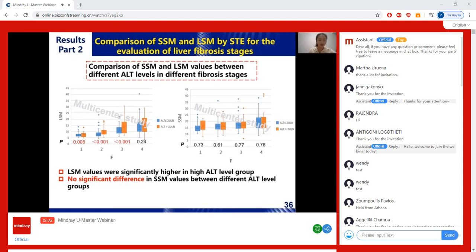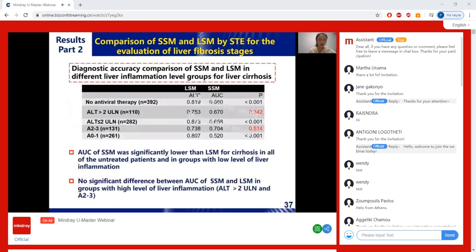Liver stiffness measurement values were significantly higher in the high ALT level group. There was no significant difference in spleen stiffness measurement values between different ALT level groups. The area under the curve of spleen stiffness measurements was significantly lower than that of liver stiffness measurements for cirrhosis in all of the untreated patients and in subgroups with a low level of liver inflammation. There was no significant difference between the AUC of spleen stiffness measurements and liver stiffness measurements in groups with a high level of liver inflammation.